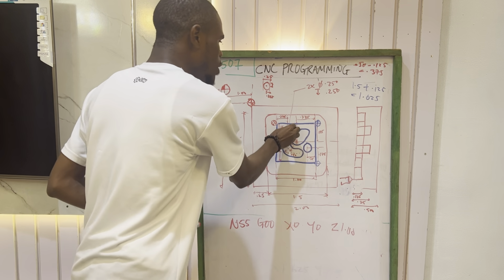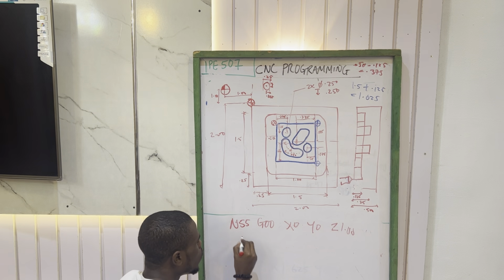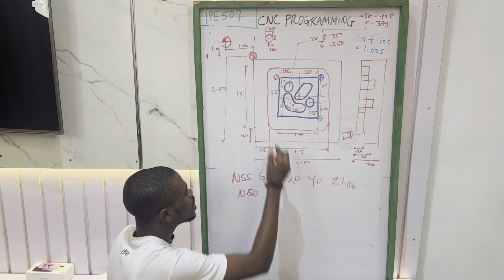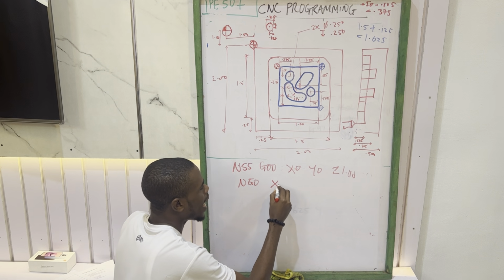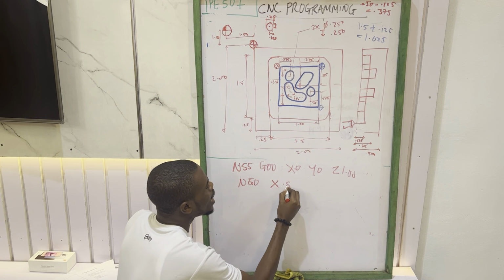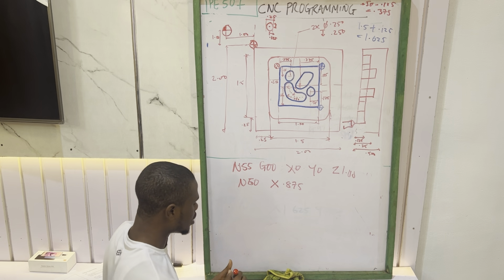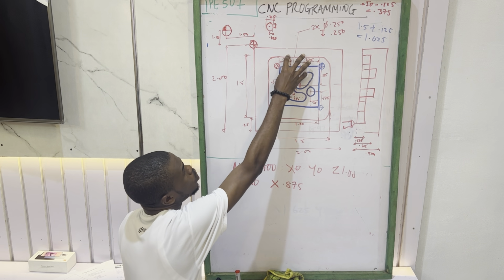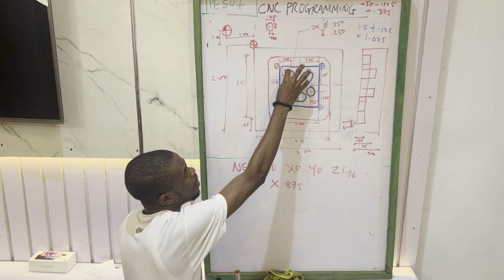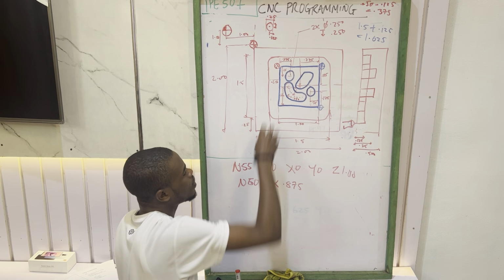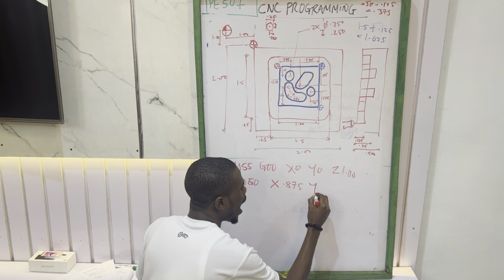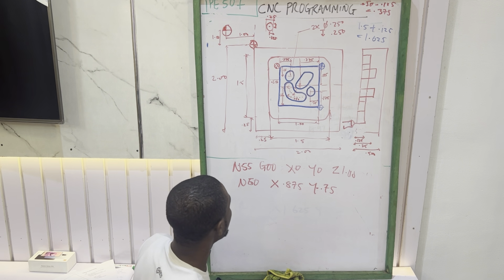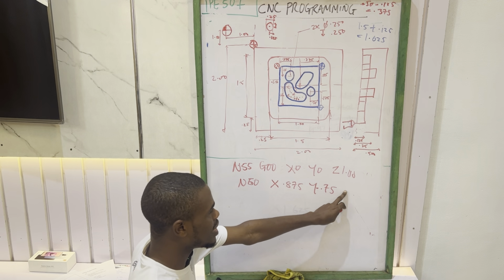So automatically, if we want to get the coordinate of this O, that's N60. N60 will give us on the x-axis X 0.875. While on the y-axis, it will be this 0.25, this 0.25, and this place to the center is also 0.25. So that will give us Y 0.75, but it will be negative. So negative Y 0.75. We have not started our drilling, so our Z is not considered.